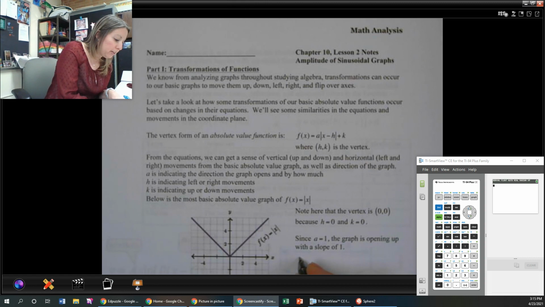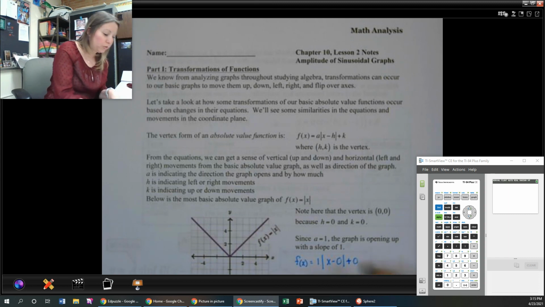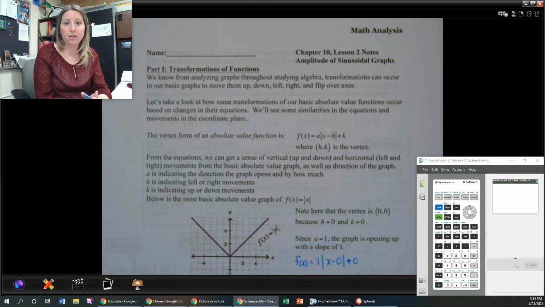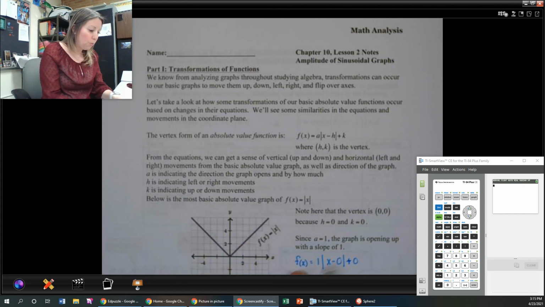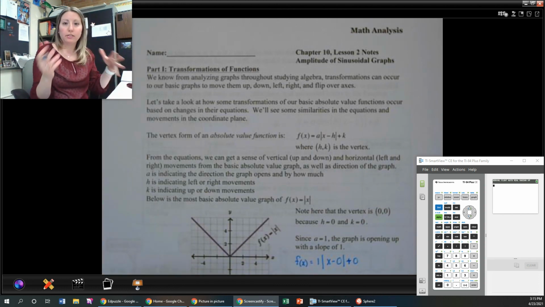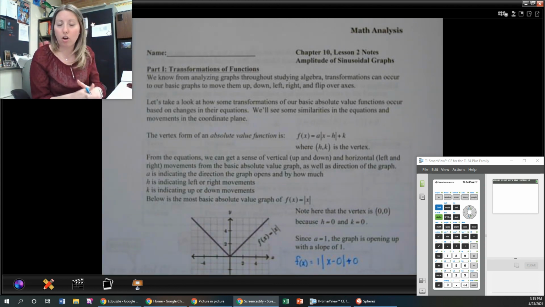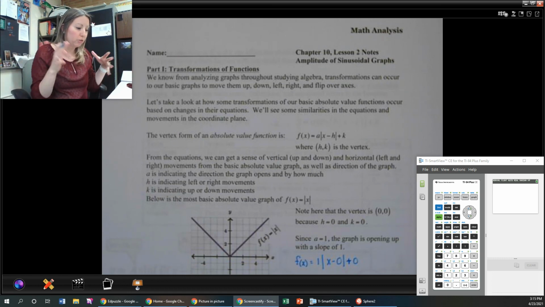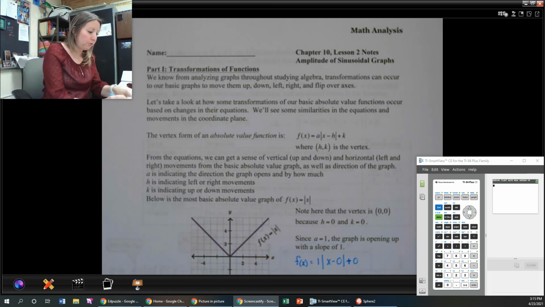If I place all that into the full form of the function, I get f of x equals 1 times the absolute value of x minus 0 in parentheses plus 0 at the end. Or excuse me, an absolute value bar plus 0 at the end. And so we've looked at this before and said, oh yeah, this is just all of those basic pieces, and we don't have to write in zeros here, and we don't have to write in a 1 up here.